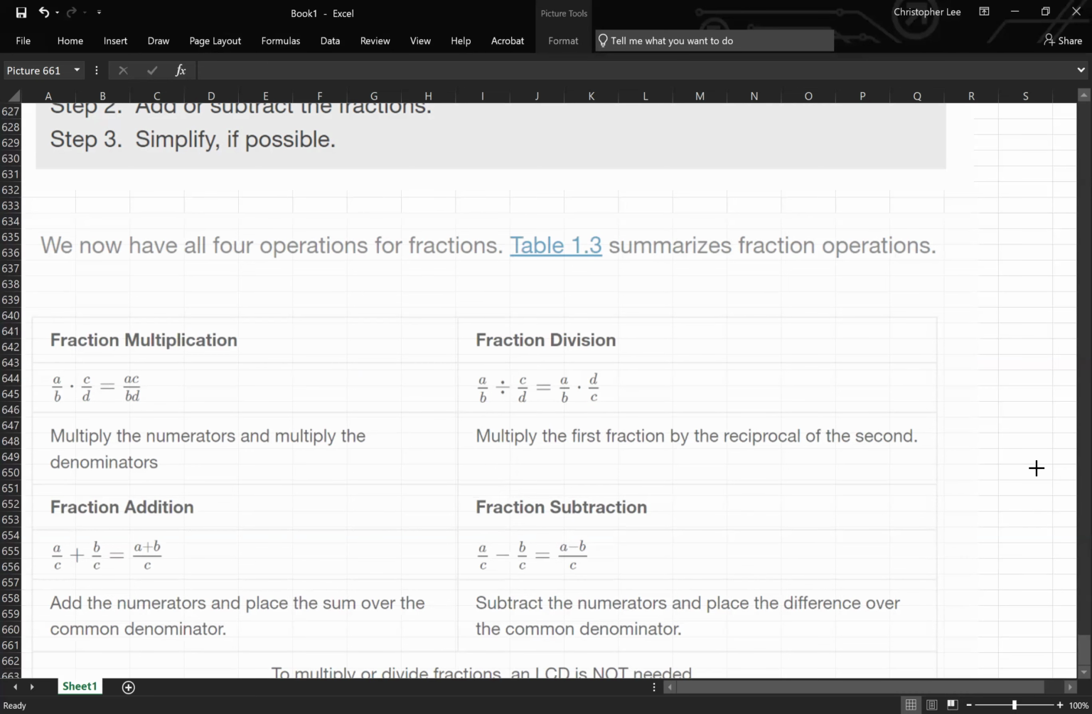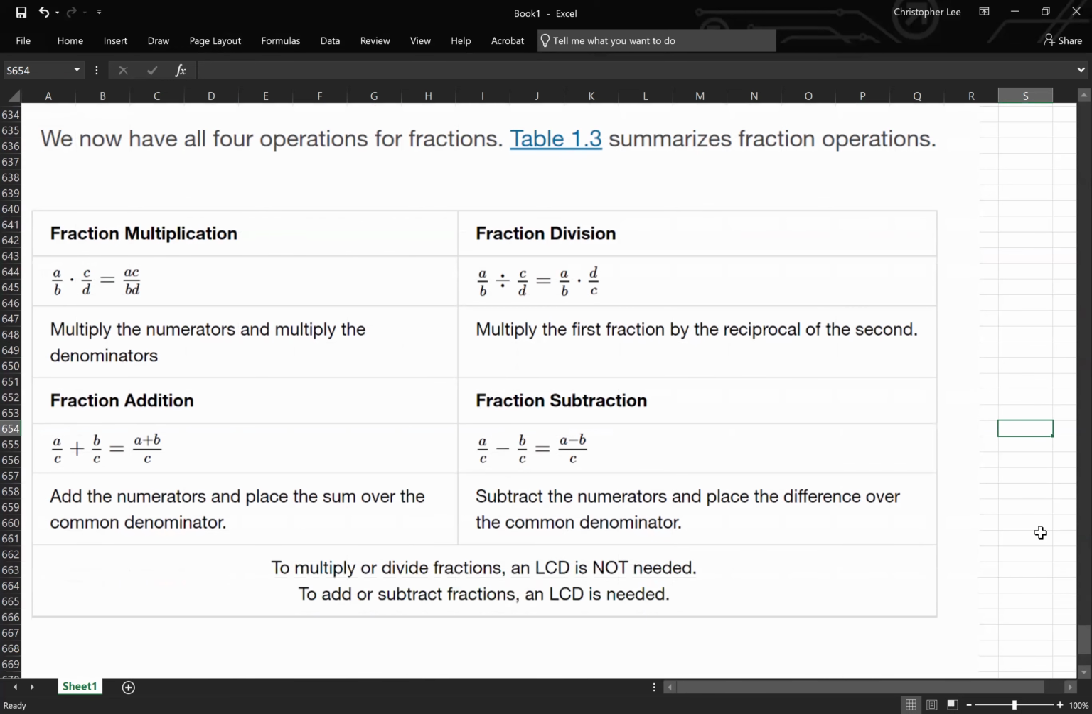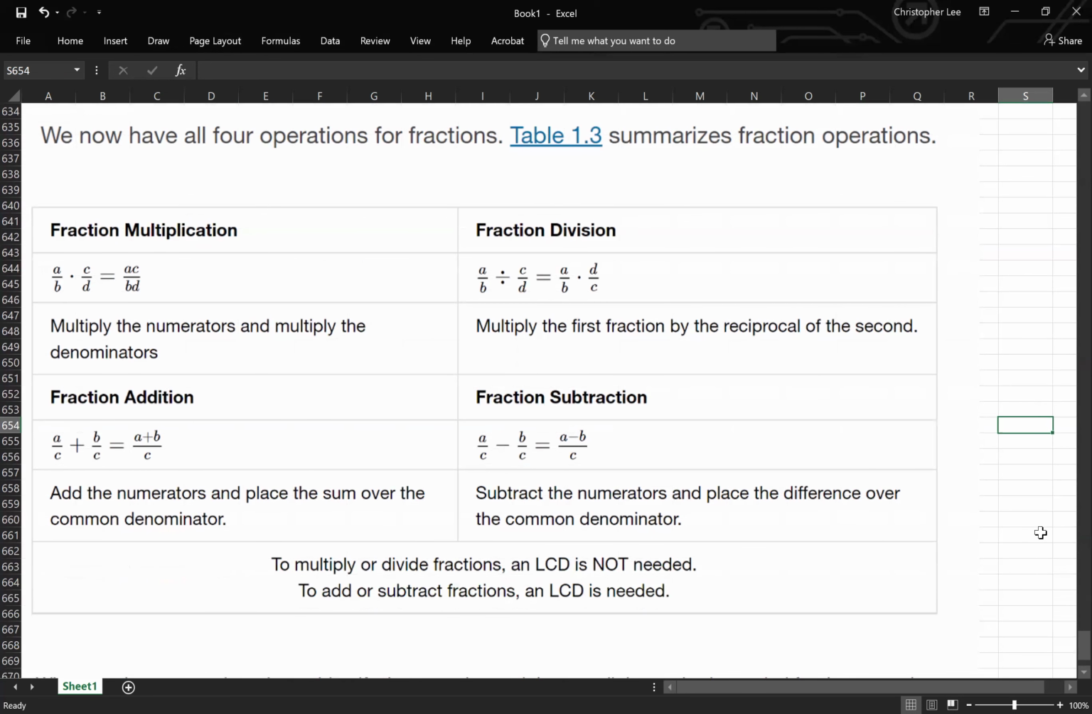So we now have all four operations for fractions, right? Here's a little table that shows you everything. This would be a nice picture to take if you want. So fraction multiplication, A over B times C over D is equal to A times C over B times D. Simply multiply the numerators and multiply the denominators together. For fraction division, A over B divided by C over D is equal to A over B times D over C. Keep, change, flip. Simply multiply the first fraction by the reciprocal of the second.